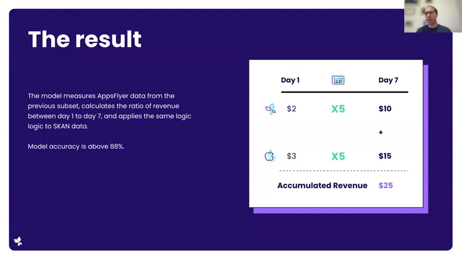The day 7 accumulated revenue includes both the revenue reported by AppsFlyer and the modeled revenue from SKAN. So in this example, it will be $25 and not just $10. You will be able to see this information in the dashboard 8 days after the install because it's eventually revenue day 7.